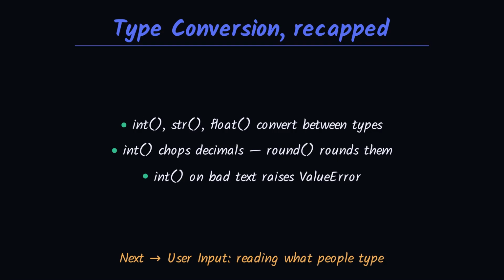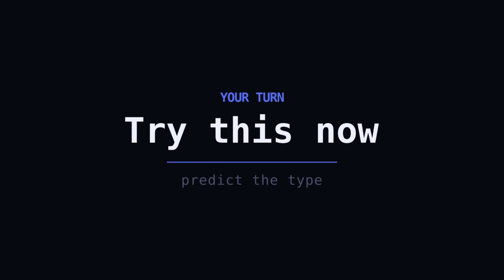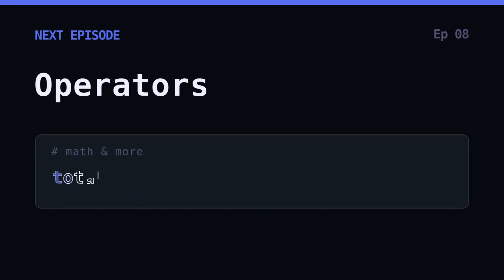The next skill depends entirely on this. Take the string 9.5, convert it with int, and predict the result. Remember, int chops. Next, all the little symbols that do the work. Math, plus sneaky ones like modulo that unlock real tricks.